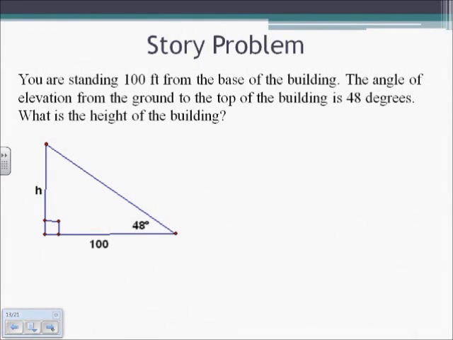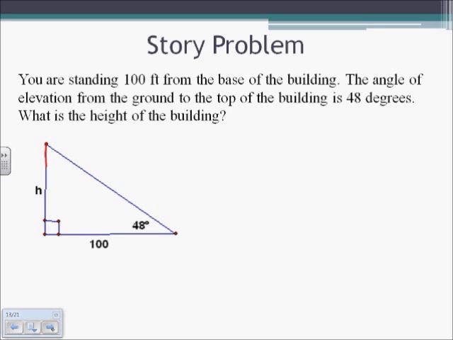Next one. You are standing 100 feet from the base of the building. The angle of elevation from the ground to the top of the building is 48 degrees. What is the height of the building? So I have my picture. Standing 100 feet from the base of a building.